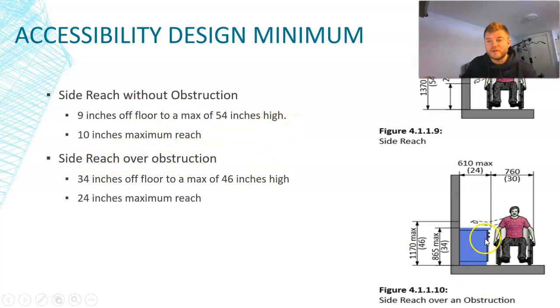Side reach over an obstruction. So as shown here, we have a countertop. It should be no more than 34 inches off the floor to a maximum of 46 inches high, and 24 inches maximum reach. So 2 feet in is the most that we want to say you can go over an obstruction.